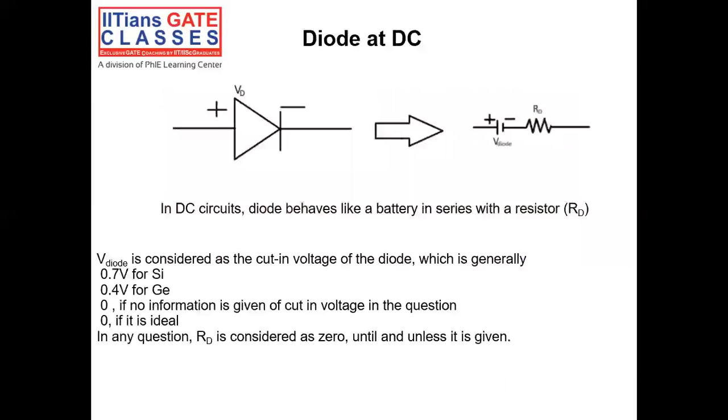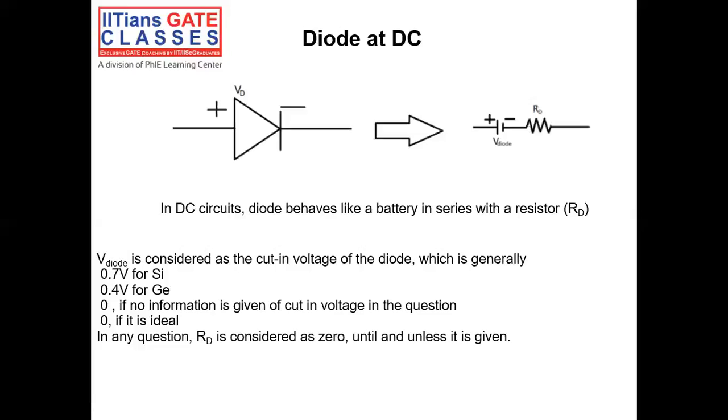So we will see how the diode behaves in DC circuits. Whenever you see questions in which diodes are used in DC circuits, which means the circuit has a DC power supply, what will be the behavior of the diode? In that case, the diode behaves as a power supply in series with a resistor. The value of this power supply is actually the cut-in voltage of the diode, and this is the diode resistance which comes in series with the power supply.